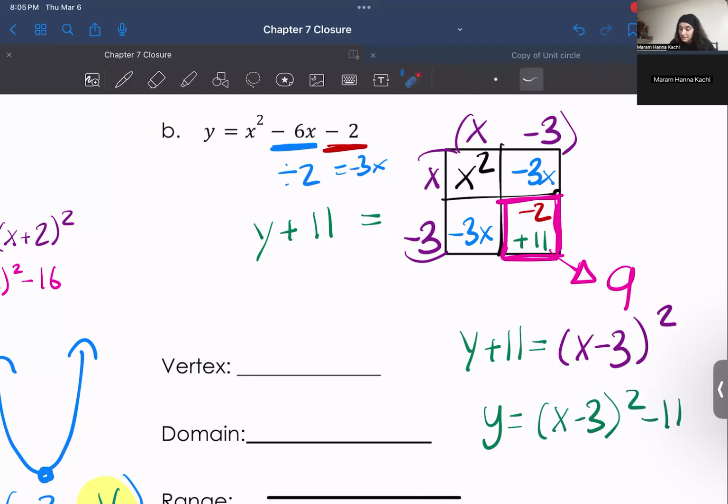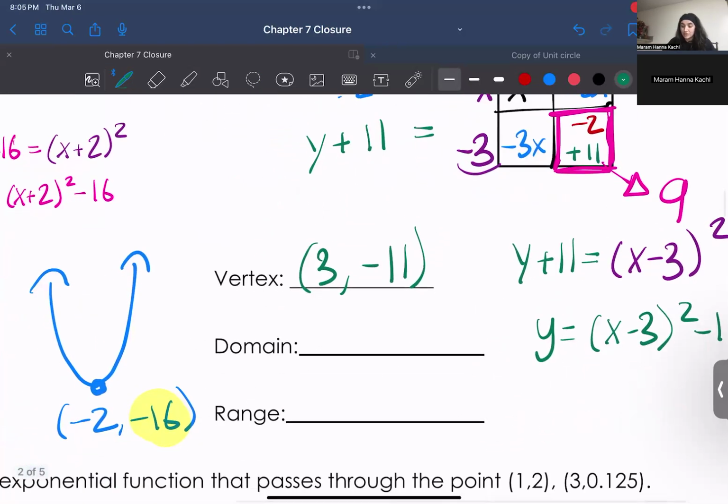Pointing out the vertex, it's the opposite of this number. So this looks like a negative 3, meaning it should be a 3. And then it's this number as is. So just a negative 11. Same idea. This is still a parabola. So that domain should still be all real numbers.